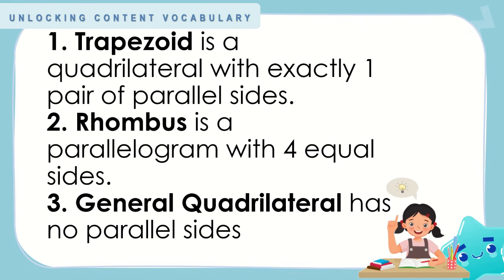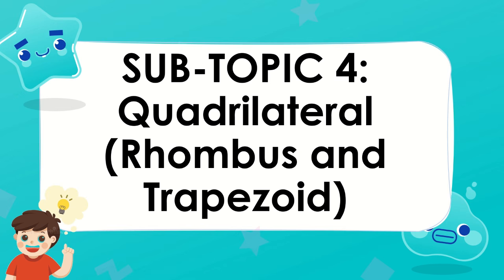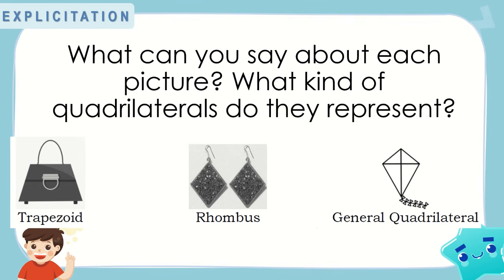Trapezoid is a quadrilateral with exactly 1 pair of parallel sides. Rhombus is a parallelogram with 4 equal sides. General quadrilateral has no parallel sides. For subtopic 4, quadrilateral, rhombus, and trapezoid. What can you say about each picture? What kind of quadrilaterals do they represent? For the first one, we have trapezoid. Next is rhombus, and the third one is general quadrilateral.